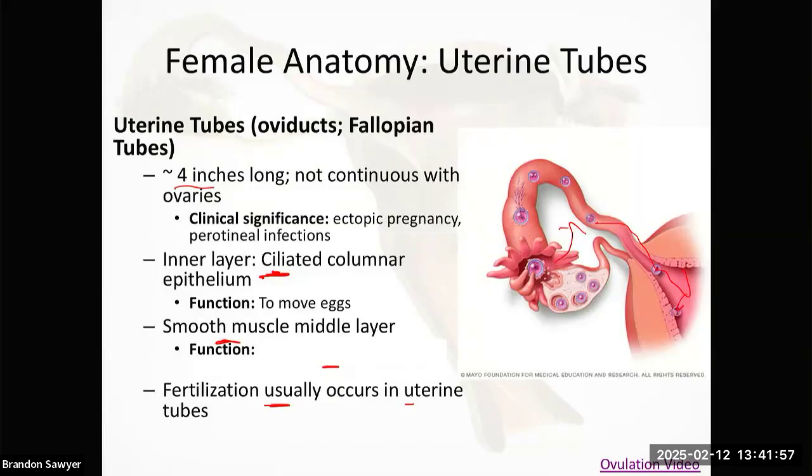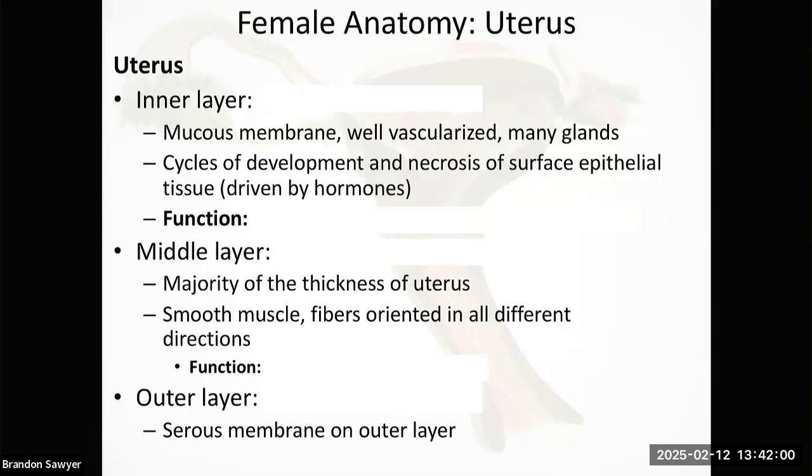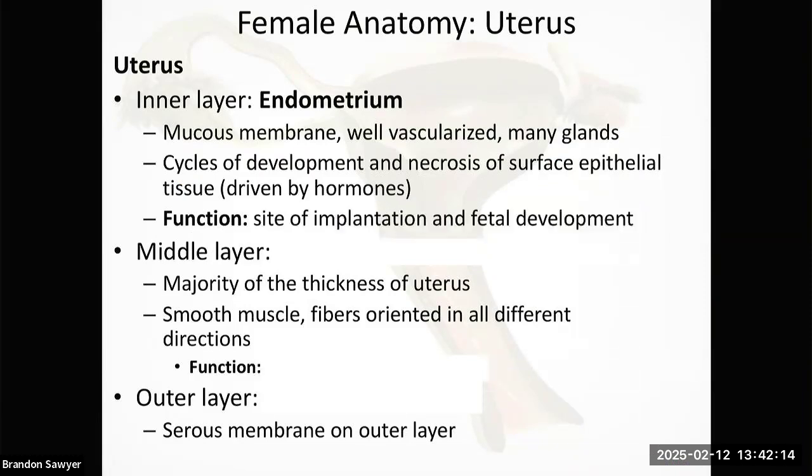Okay, so now on to the uterus. The uterus has 3 layers. The inner layer is known as the endometrium. The endometrium is a mucous membrane, with lots of blood vessels and lots of glands. This is what goes through cycles of development and necrosis, and the majority of menstrual discharge is made up of this endometrial layer. This is where implantation occurs and where fetal development occurs. So that's the innermost layer where the egg is going to implant.